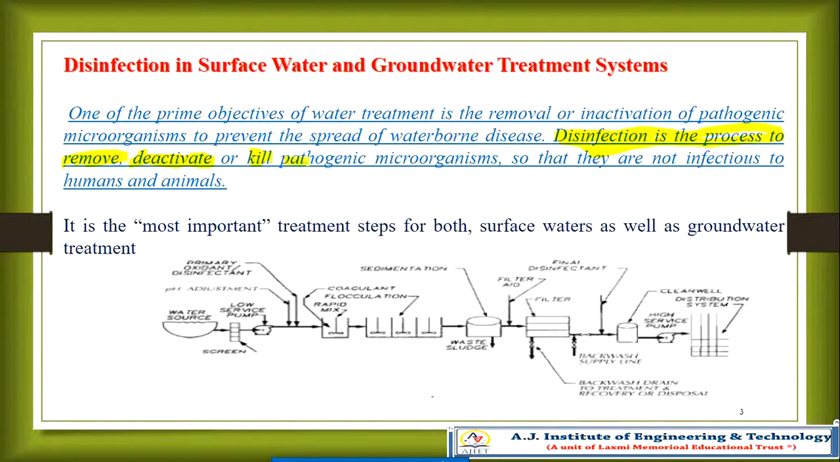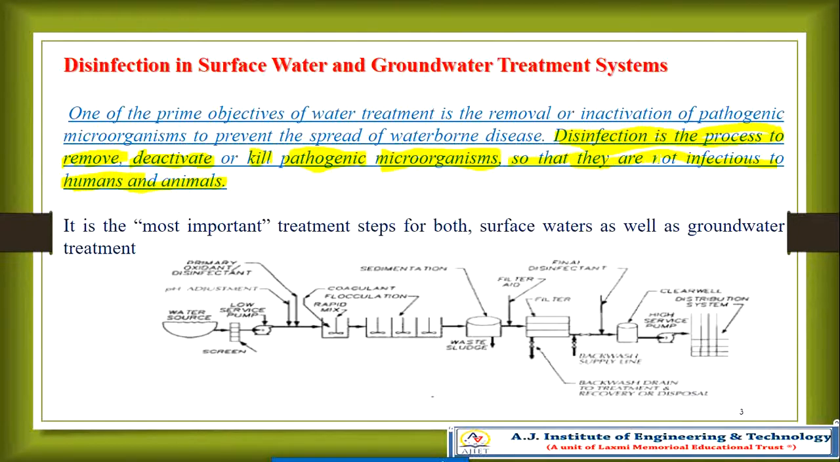That means not all microorganisms, so it is very important to mention pathogenic microorganisms. We cannot say that disinfection is a process of killing microorganisms. We have to say that disinfection is a process of killing pathogenic bacteria only, so they are not infectious to humans and animals. Please remember this definition. Very simple definition.